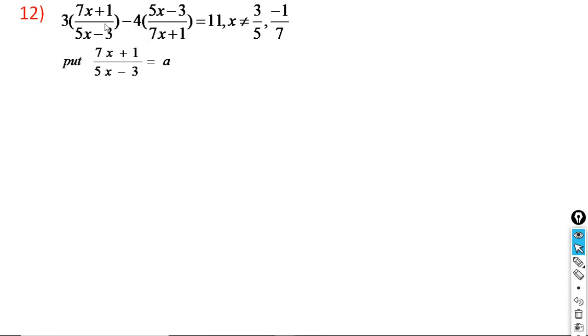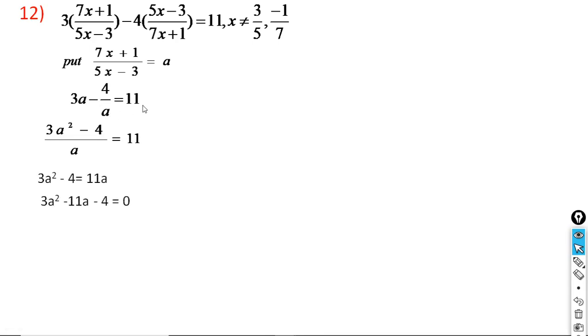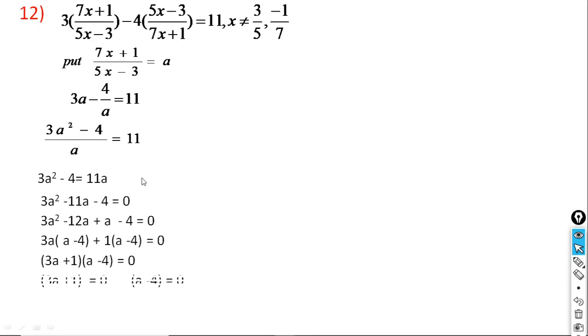Now the same problem here in this next case, we have (7x + 1)/(5x - 3) + (5x - 3)/(7x + 1). We'll do it by substitution. By simplifying, we get 3a - 4/a = 11. We get a quadratic equation which will be solved. After solving, we get two values of a. One is 4 and the second is -1/3.